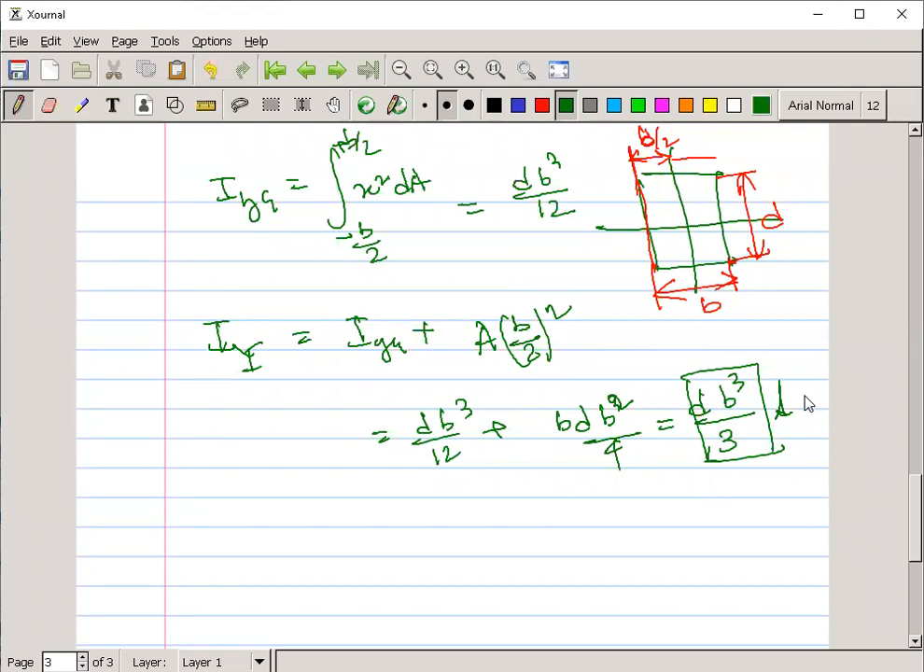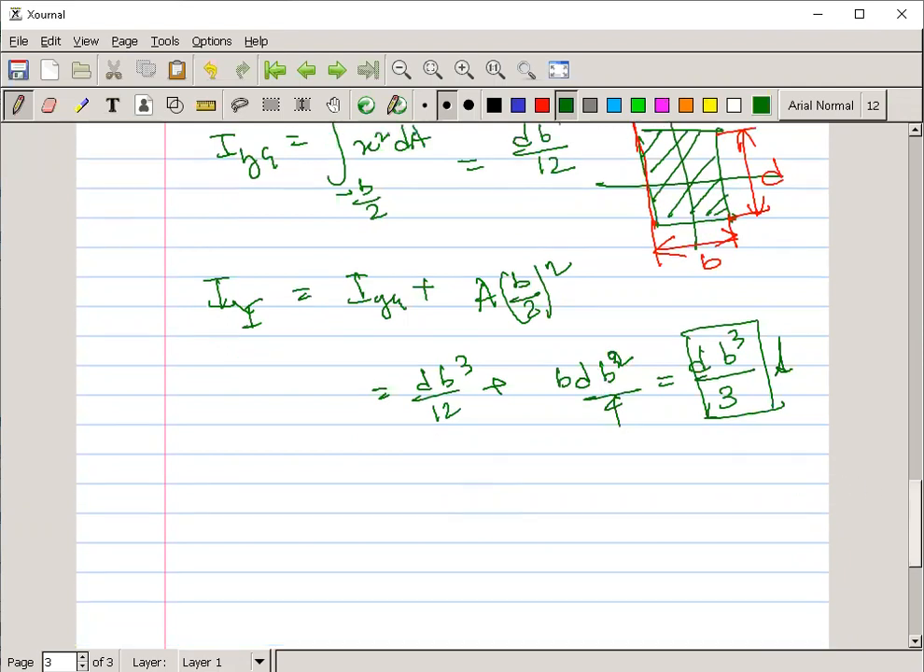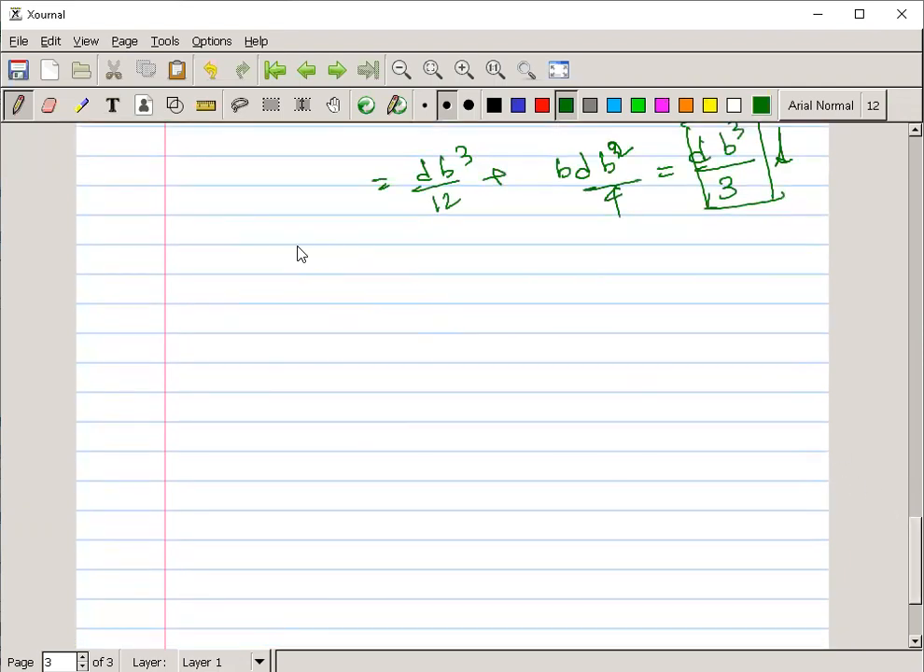Now come to another problem. This is the case of a solid section, right? This is a rectangle which is solid. Now think, if it is hollow, then how can you find it out?